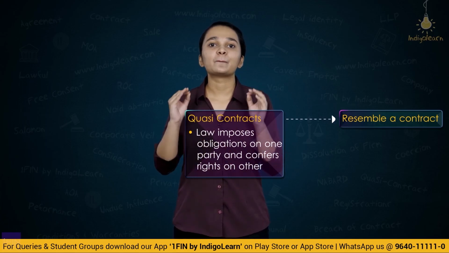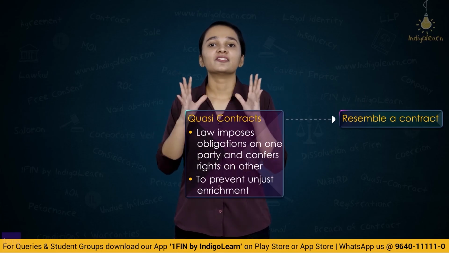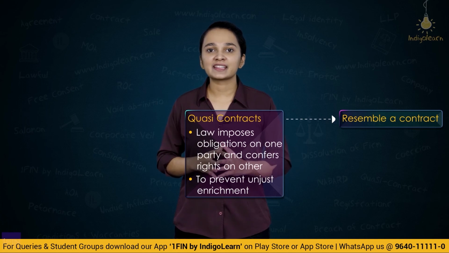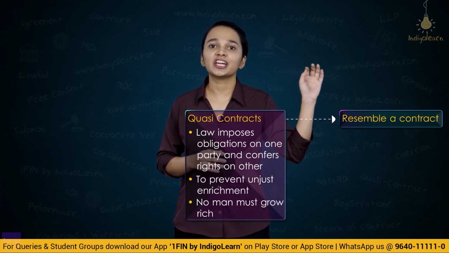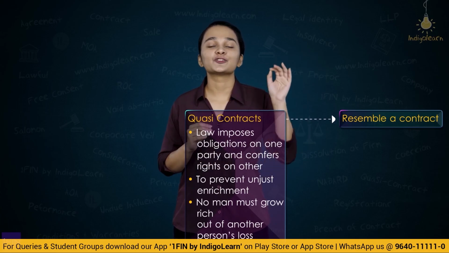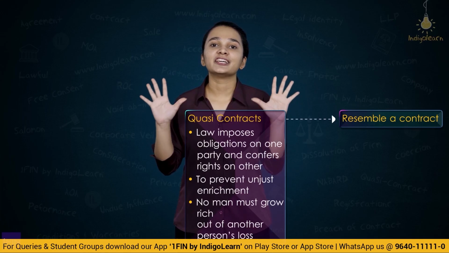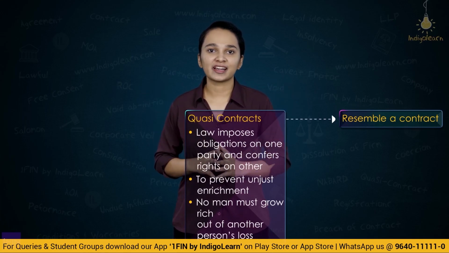These contracts are made with an intention to prevent unjust enrichment, and they work on the maxim that no one should grow rich on another person's loss, or no person should grow rich on another person's money. So this is the main formula for quasi-contracts. There are certain cases which are deemed to be quasi-contracts.